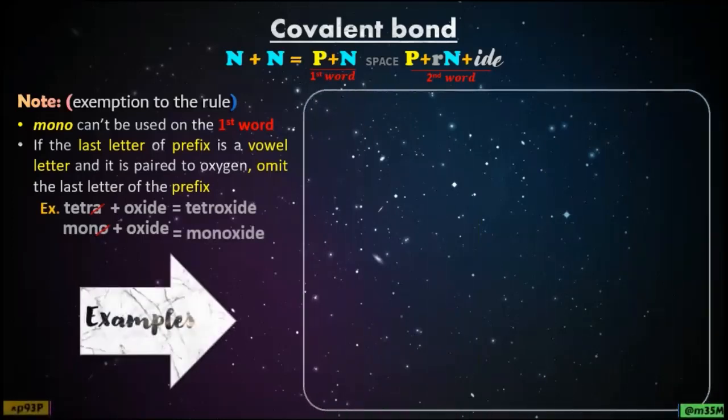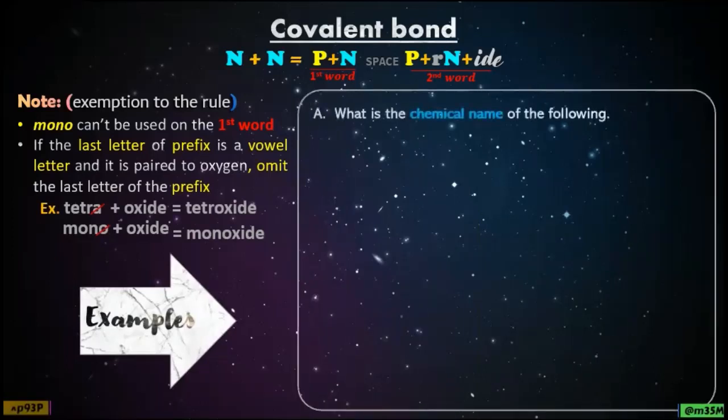Now, let's have an example. What is the chemical name of the following? C2F5. Now, input first the prefix. So, we have here di. 2 is di, remember, and 5 is penta.